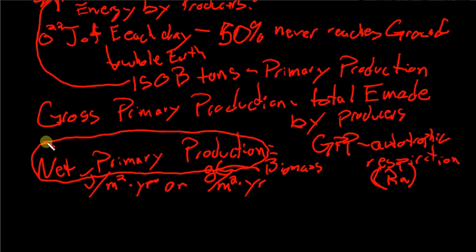Now what you shouldn't confuse net primary production with is what's called standing crop. And standing crop is how much mass of vegetation is in a specific area. Net primary production is only new biomass. So what do I mean? For example, redwood forest has very massive trees. There's a lot of standing crop, a lot of biomass.